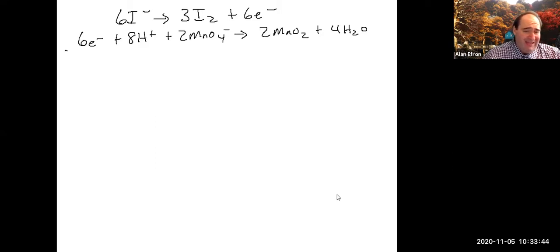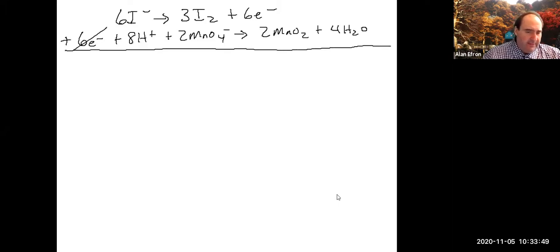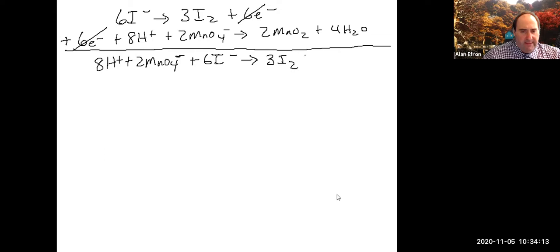We can add these guys together. We're going to cancel out the electrons, which should cancel out. And I think that's everything at this point. So that's going to leave us 8 H pluses and 2 MnO4 minus and 6 I minus. So that's everything on the left-hand side of the arrows, and everything on the right-hand side of the arrows also stays there. So 3 of the I2s plus 2 of these guys and 4 waters.